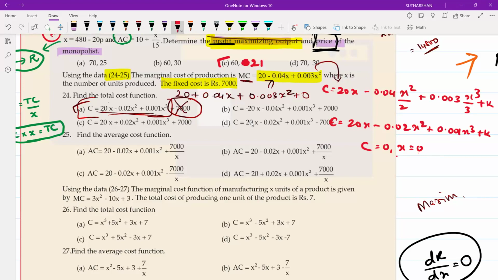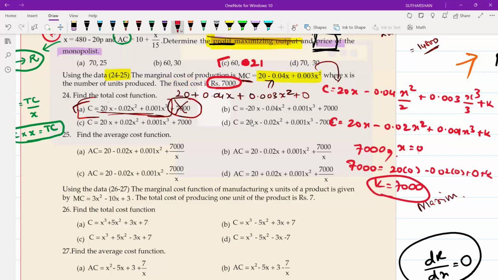So you will put 7,000 equal to, when x is equal to 0. So C here, 7,000 equal to 20 into 0 minus 0.02 into 0 plus everything will become 0 plus k. Finally, k is equal to 7,000 is your answer. So that's how this process works. Is it fine? Are you comfortable? Yes. We'll go with question number 25.